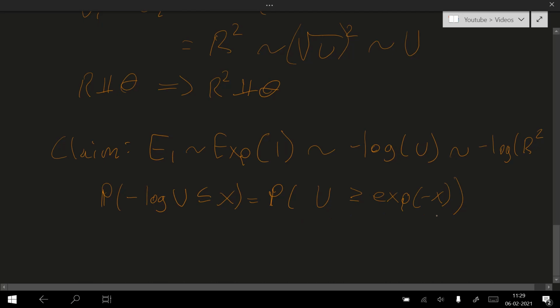This is the tail function of a uniform. So this is equal to 1 minus this guy. But this is exactly the CDF of a standard exponential taken in x. So this is also all right.